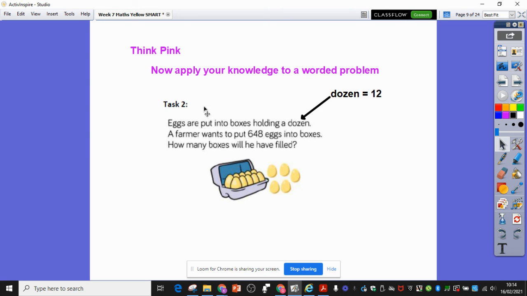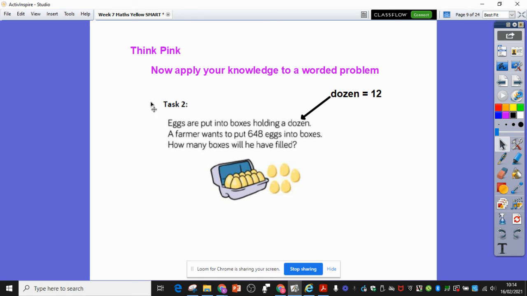And your worded problem is here. Eggs are put into boxes holding a dozen. A farmer wants to put 648 eggs into boxes. How many boxes will he have filled? Now you need to know that a dozen equals 12. So eggs are put into boxes of 12. He has 648 eggs. How many boxes will he have filled?